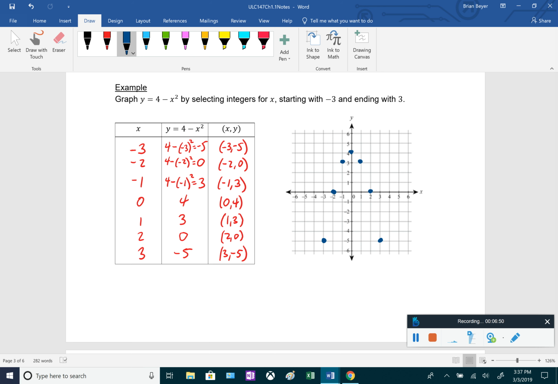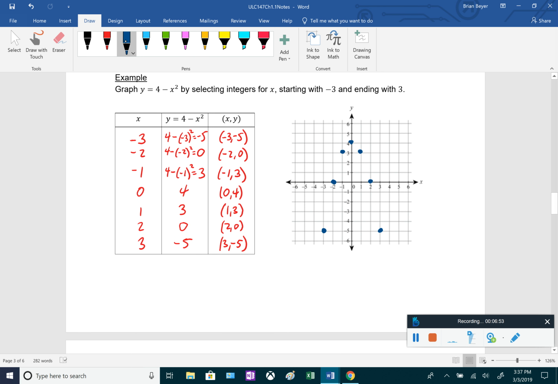So we're going to connect these points now with a smooth curve. Smooth curve meaning rounded. So it's going to look something like this. And then put arrows on the end saying that it's going to keep on going in that direction. So this is y equals 4 minus x squared. Technically there's an infinite number of points that could be plotted on here. We just plotted several of them and then connected them to finish the graph for that equation.